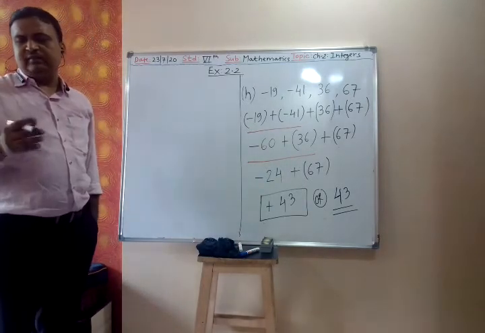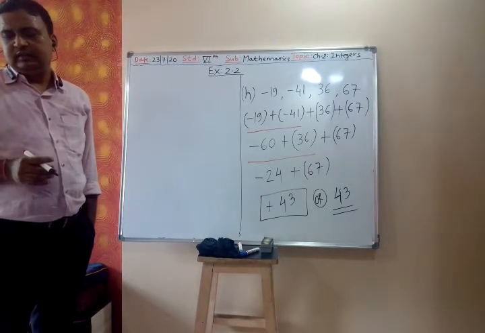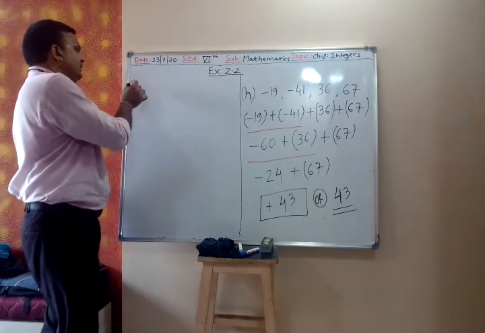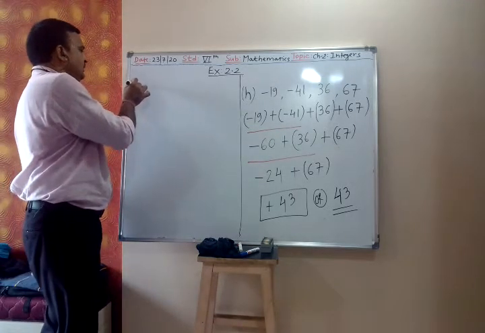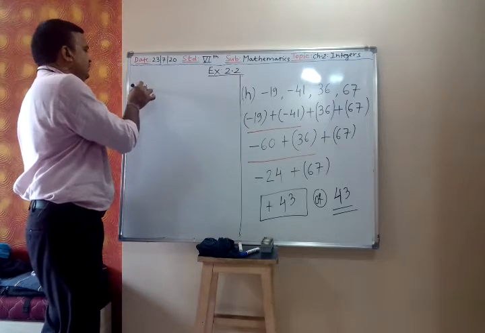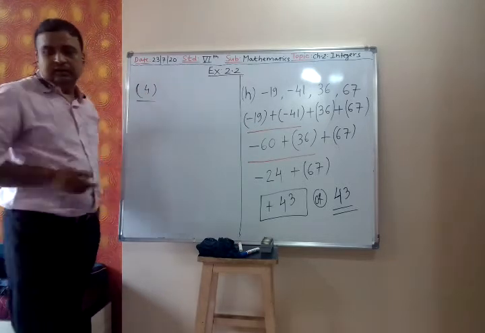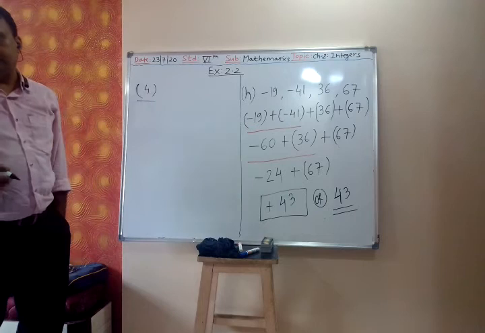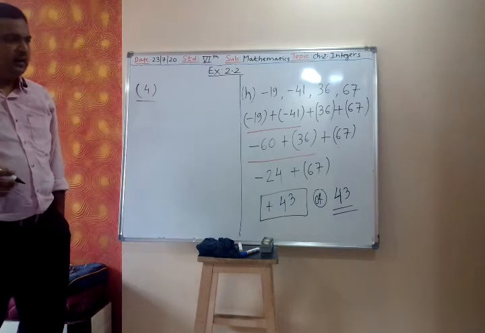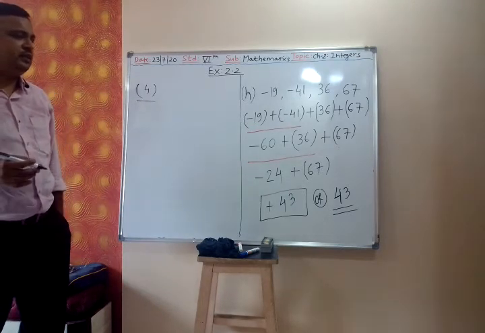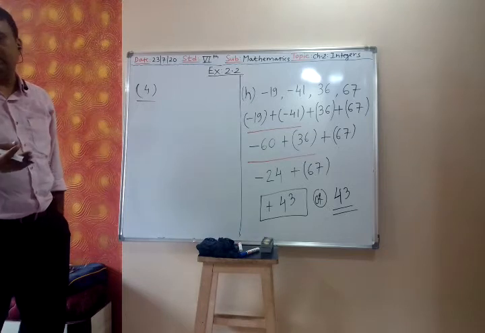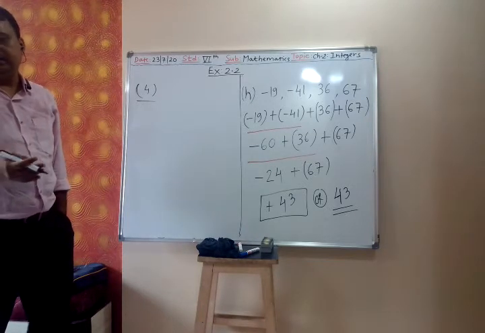Now this I have already written. This I have already explained. Let us start the fourth one. Now it is the fourth one. 43 or plus 43 or 43, anyone you can write. Write that.